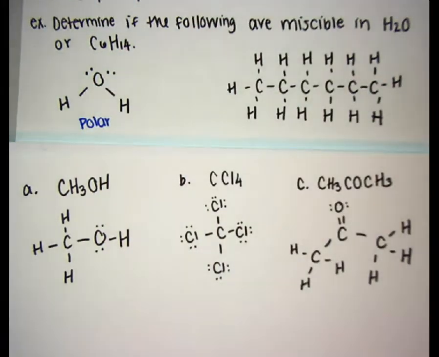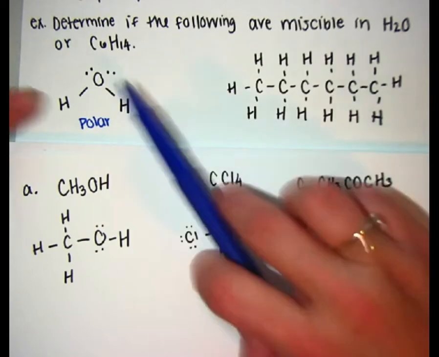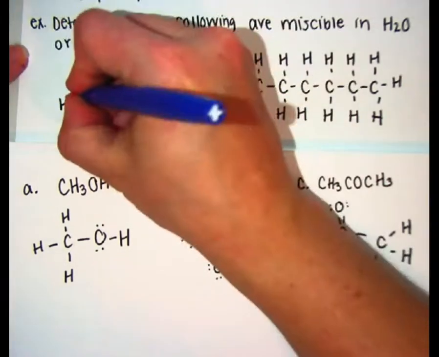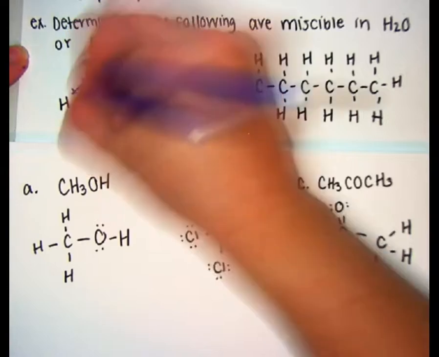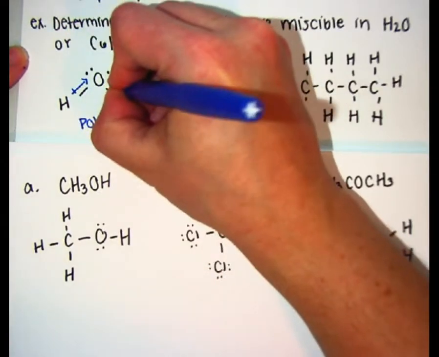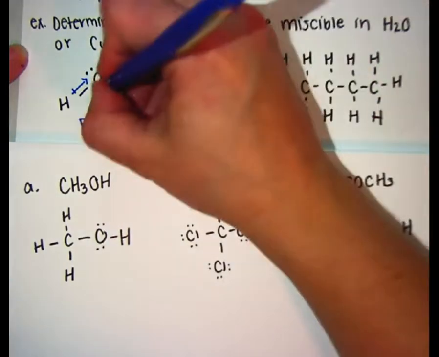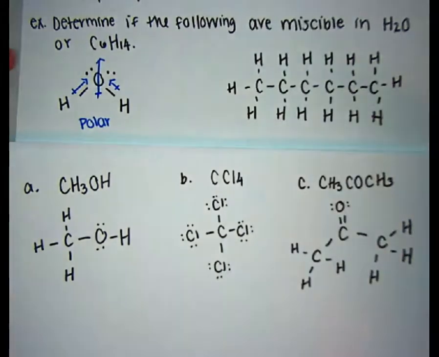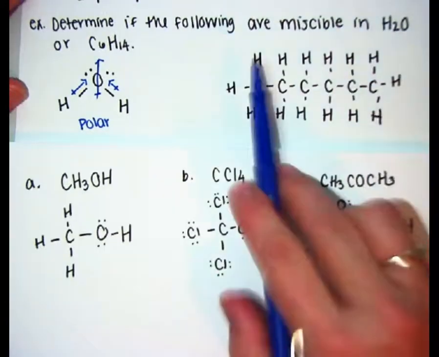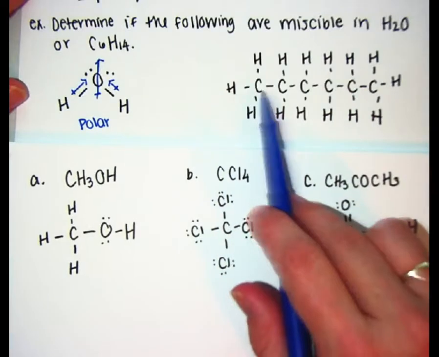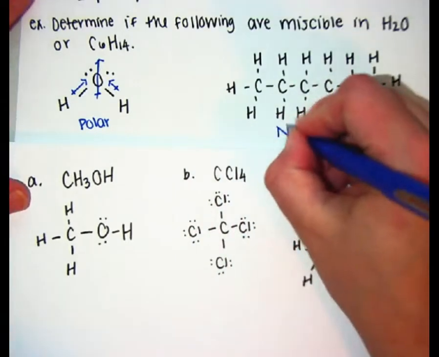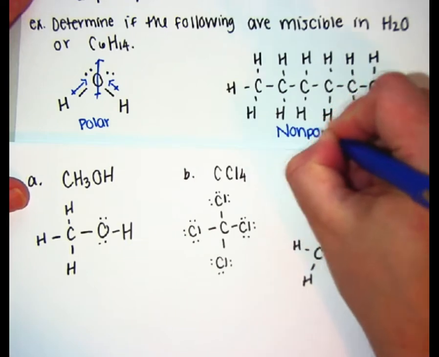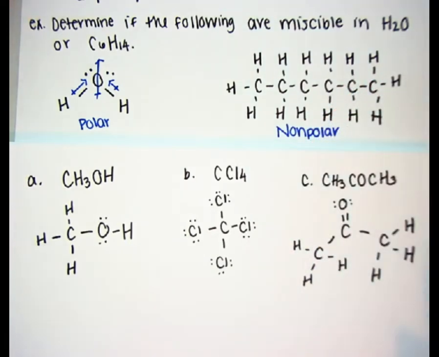Again, the way that we want to determine overall polarity has to do with the difference in electronegativity values and our vectors. So oxygen is going to be more electronegative. It's going to have a greater pull on those electrons. And then these two vectors are going to add, creating an overall dipole pointing up. Hexane is a hydrocarbon. Notice that it's only made up of hydrogens and carbons. Hydrocarbons are always nonpolar.